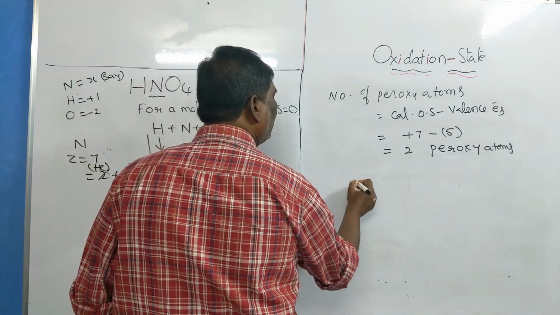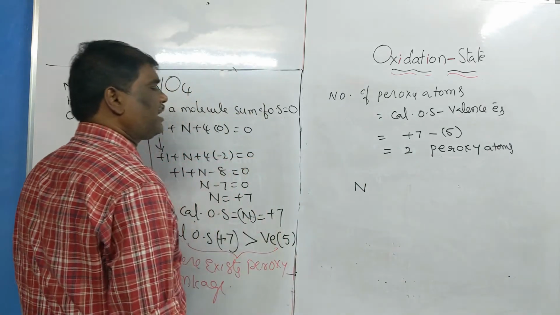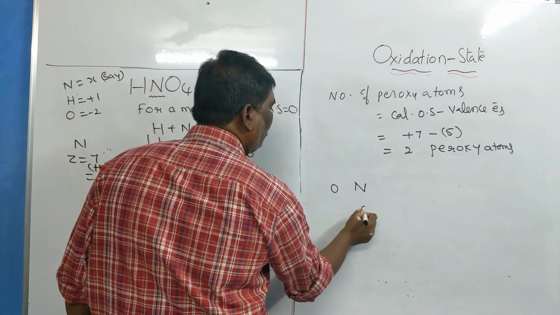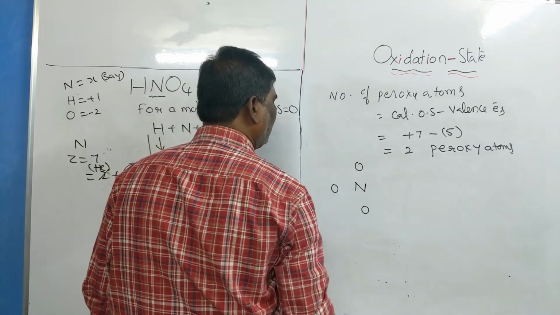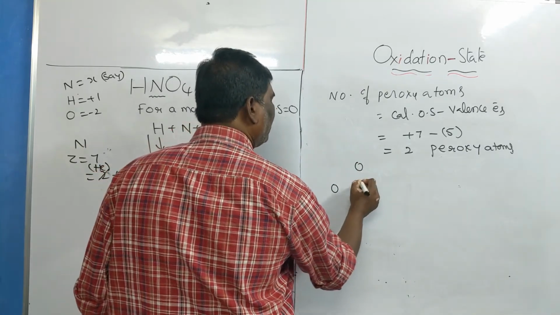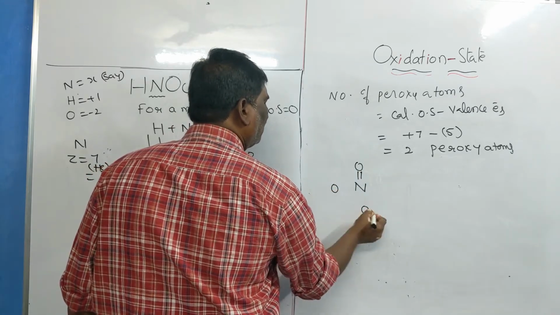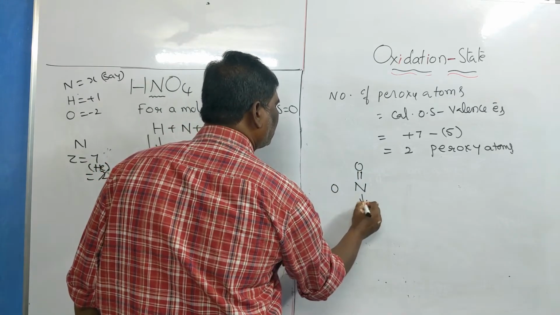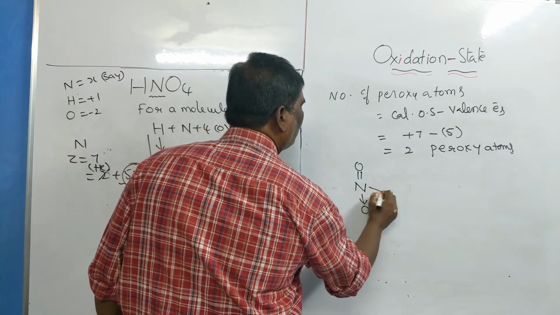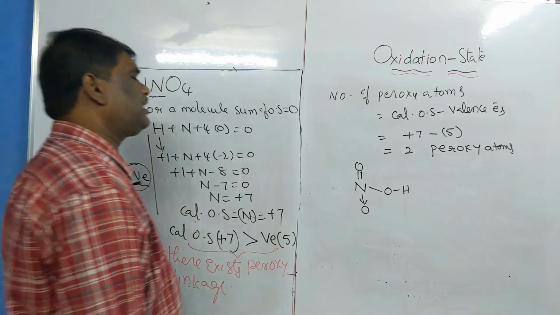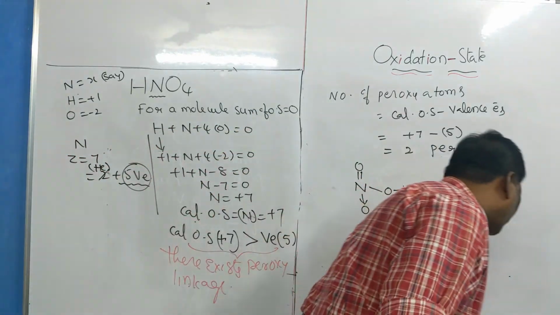Now we take HNO3 geometry. Nitrogen is surrounded by oxygen here, oxygen and oxygen. We expect it is making a double bond here, a double bond here, and that is the dative bonded oxygen. Now you take one more OH like that. But it is having 4 oxygen atoms. That's why it is having the geometry like this.